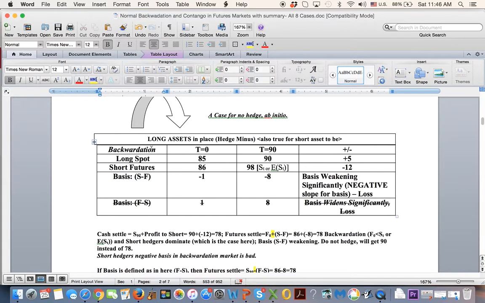So suppose you identify the market as backwardation, and then after that you do the basis analysis, which is a sufficient condition. In basis analysis, which is spot minus futures, here it is -1, spot minus futures is -8. So you see that it is significantly downward sloping. So in that event, you know that you cannot hedge, because if you hedge, you lose 12.